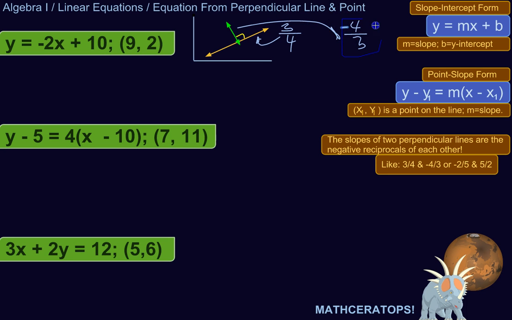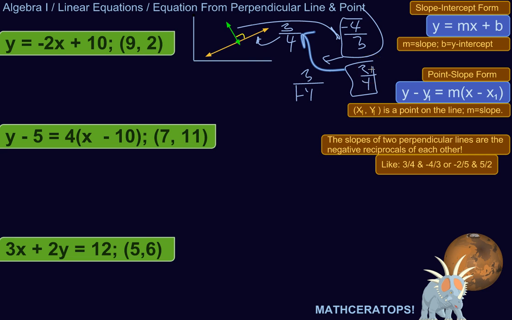If I started with a slope like this and I wanted to make a perpendicular line, the perpendicular line would be the negative reciprocal of that. So the reciprocal is 3 over negative 4, but then for the negative reciprocal, you flip the sign. So instead of this being negative, you make it positive. So the perpendicular line would have a slope of 3/4, which, of course, is what I started with.